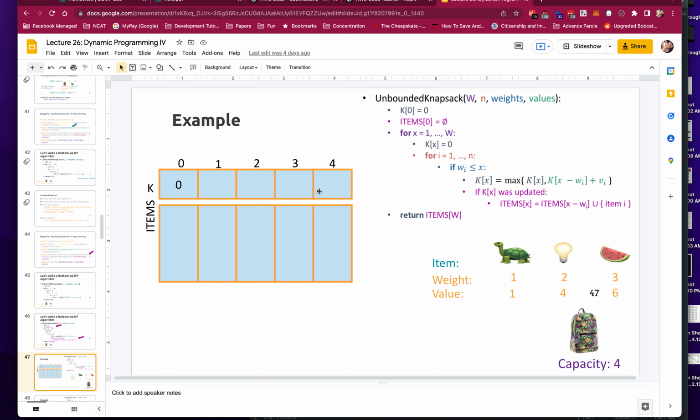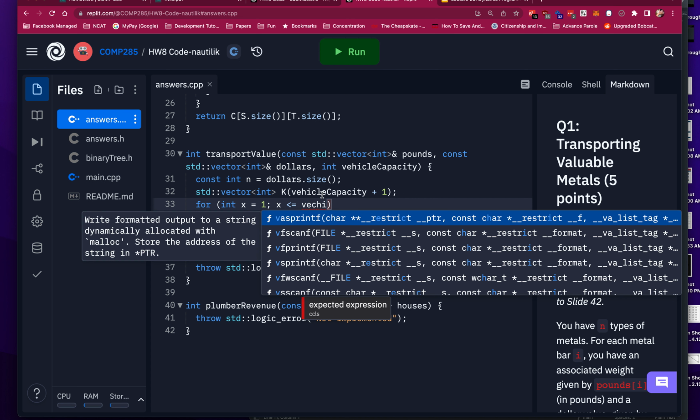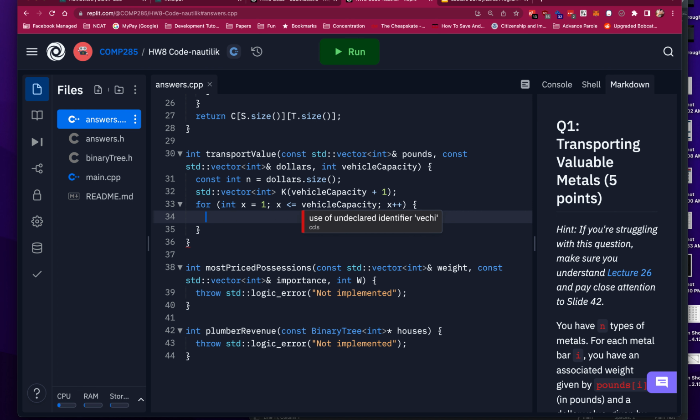Oh, sorry. So k is actually related to your capacity. I knew I was doing something wrong. So k is actually your vehicle capacity plus 1, because you fill it in for all possible backpack sizes, not for all possible items. So as long as this is bigger than or equal to vehicle capacity, then you x plus plus, right? So this is your for loop trying to fill it in, which is: hey, what if I have a backpack that can only fit 1 pound? What if I have a backpack that can only fit 2 pounds?